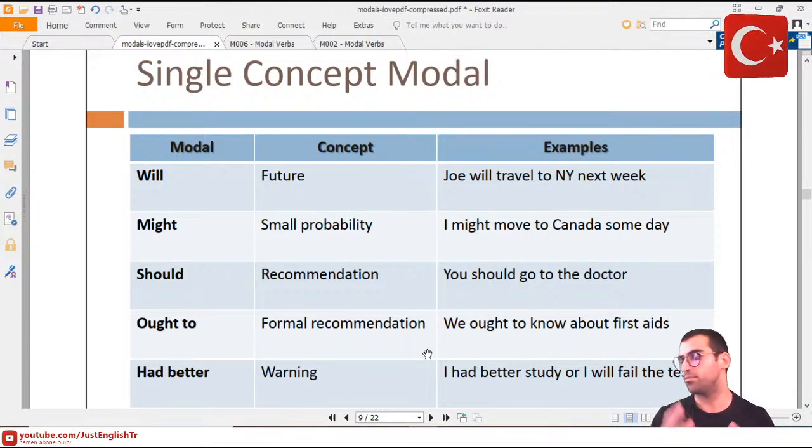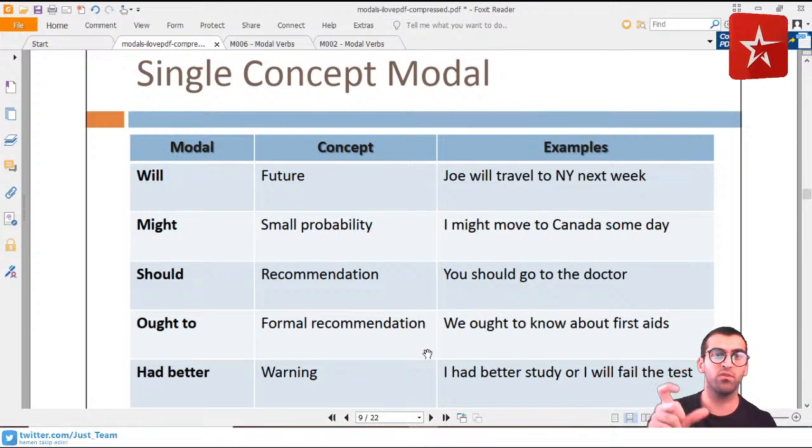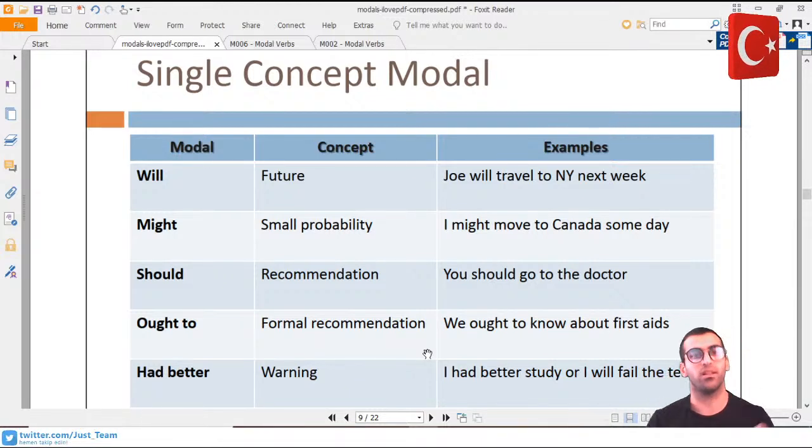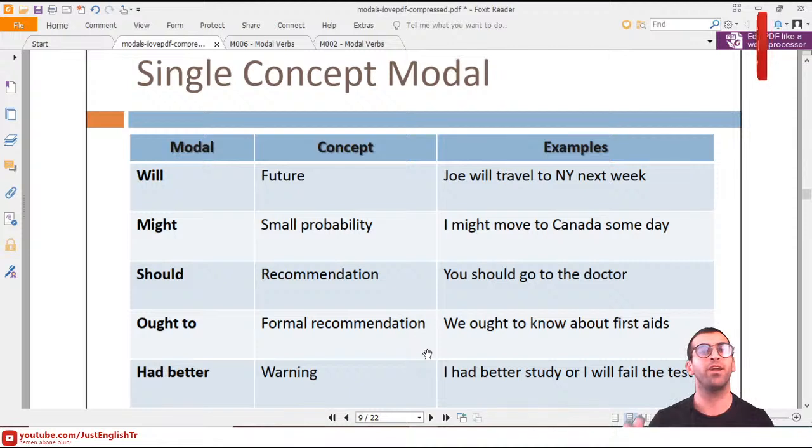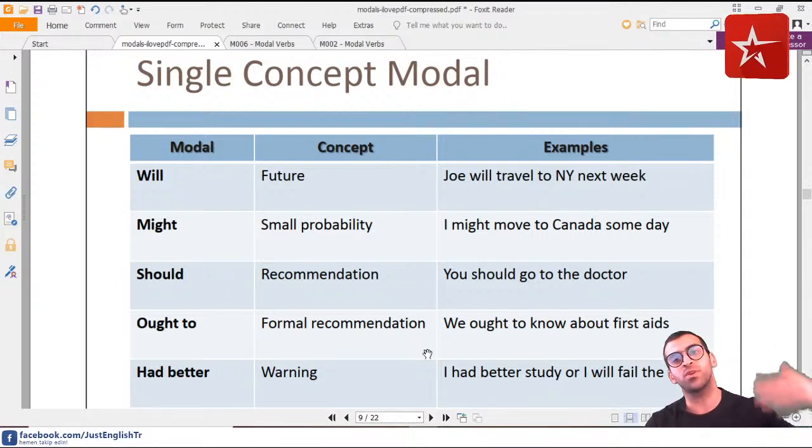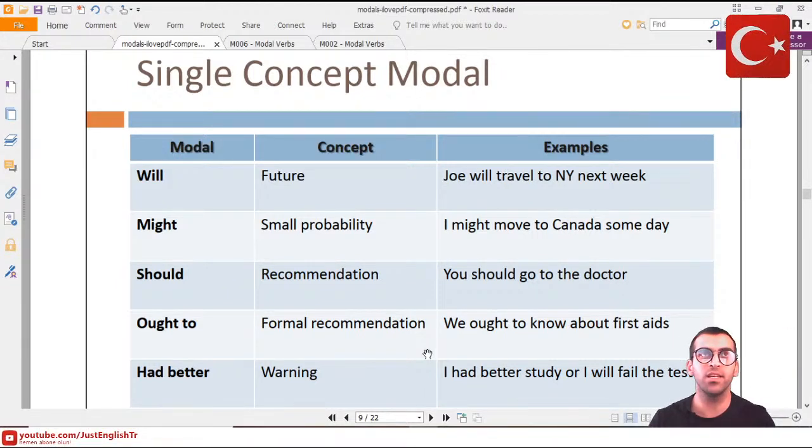Single concept modal verbs have just one meaning. Will shows just the future. That's it. Joe will travel to New York next week. Might means small probability, like 20%, 15%. I might move to Canada someday. I don't know when. I'm not sure about it. Maybe. I might move to Canada someday.